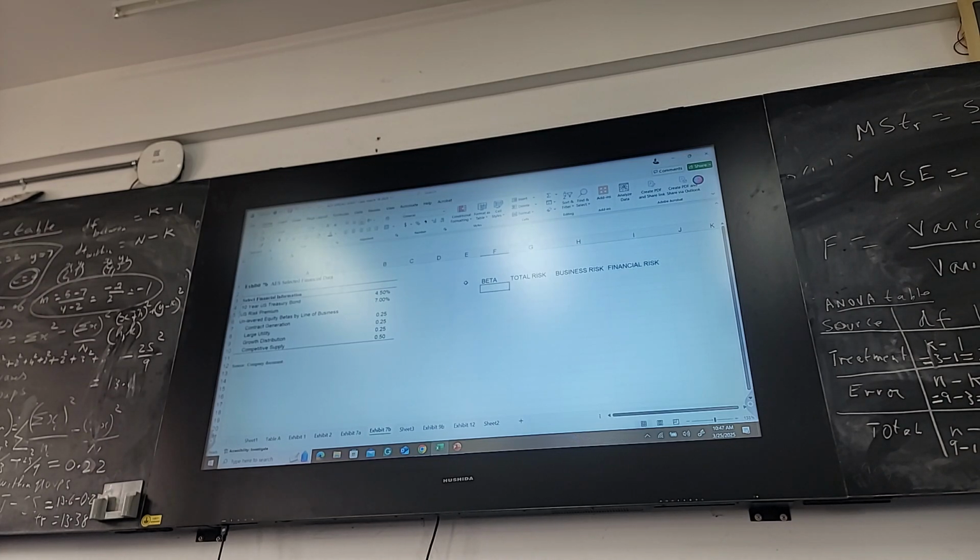So beta, which we also call levered beta, depending on where you see it. So the levered beta, or equity beta, is measuring the total risk. And then we have the unlevered, or the asset beta, which only looks at business risk. Okay?